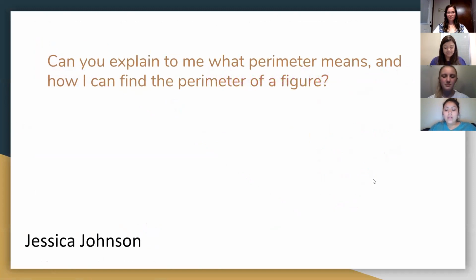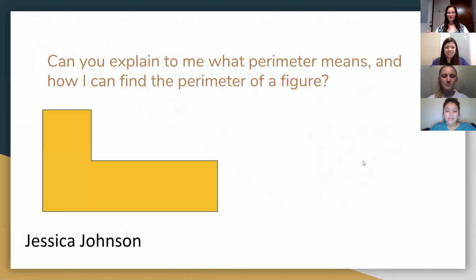Jessica, can you explain to me what perimeter means and how I can find perimeter in the given figure? Cece, yes, that is a great question to ask. Perimeter means the sum of the outside of a closed figure, such as this figure. However, if we were talking about circles, the perimeter is called the circumference. Based on what you just learned, Cece, how would you figure the perimeter of this figure?